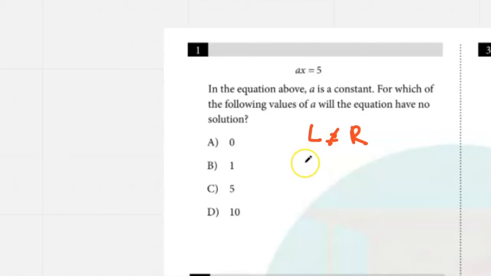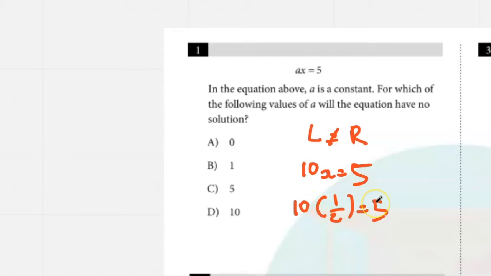Let's start with option D, 10. So you'll get 10x equals 5. Now, this equation actually works as long as x equals 1/2, because 10 times 1/2 equals 5. So there is a possible solution to this, which means this answer is wrong. Now, if we were to try option C, so a equals 5, we have 5x equals 5, and that leaves us with x equals 1, right? This equation will work when x equals 1 because 5 times 1 equals 5. So this is wrong. And if we try a equals 1, we get x equals 5, which is already a solution that we know works for the equation.